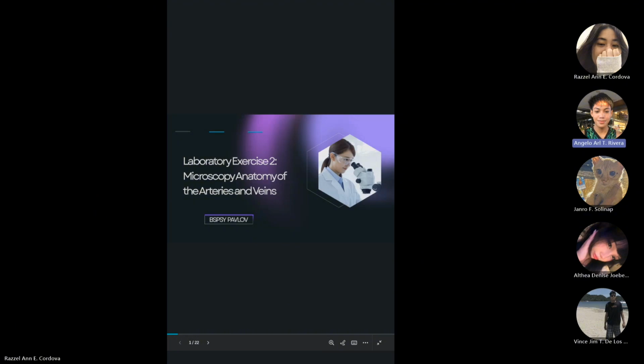Good day, everyone. We are here to present our laboratory exercise 2, entitled Microscopic Anatomy of the Arteries and Veins. This activity used microscopic inspection to help us comprehend the composition and operation of blood vessels.